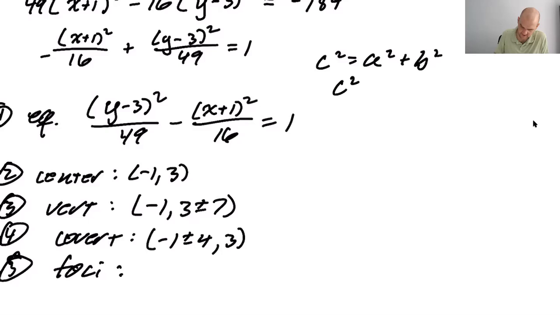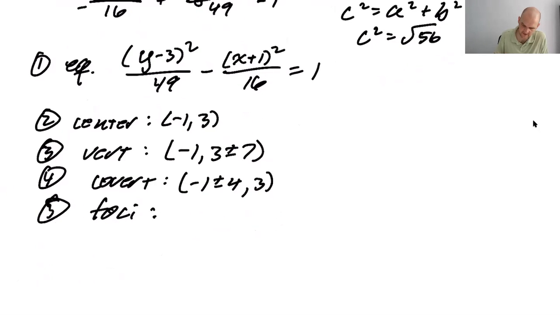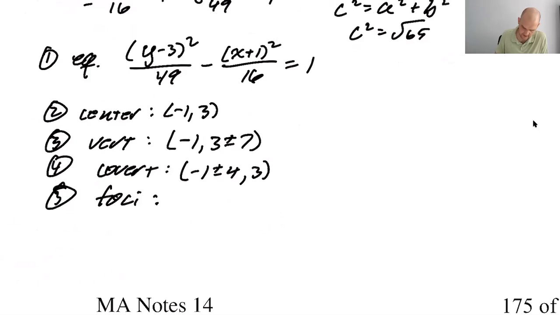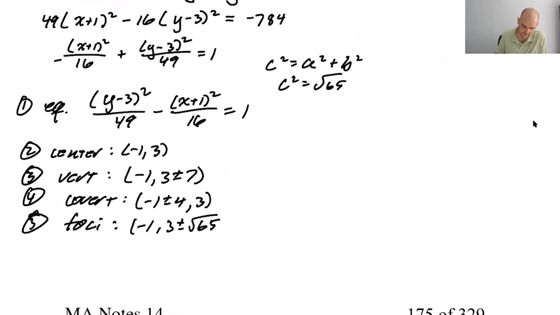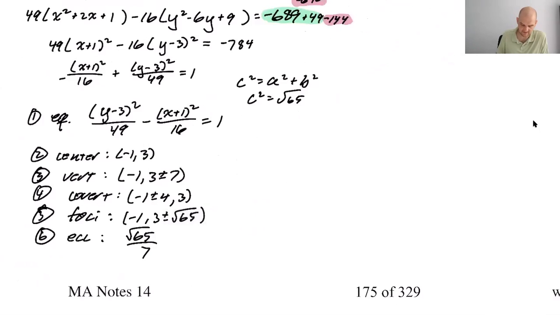So c squared is 49 plus 16, 65. Radical 65. Okay, so negative 1, comma 3 plus or minus radical 65. And then maybe close a parenthesis there. Eccentricity is going to be c, radical 65, over a, which is 7. That's bigger than 1, so that's encouraging.